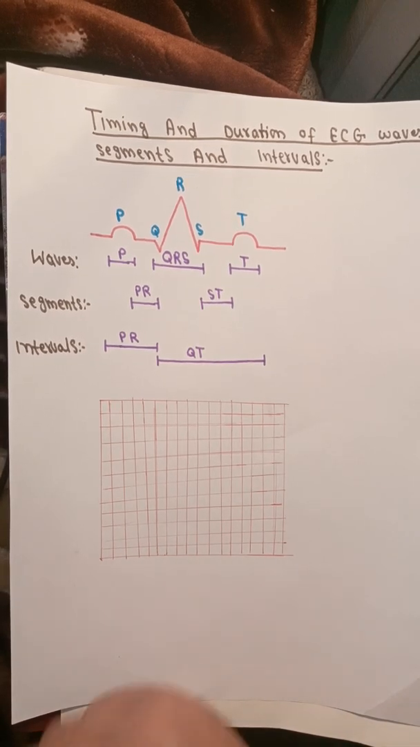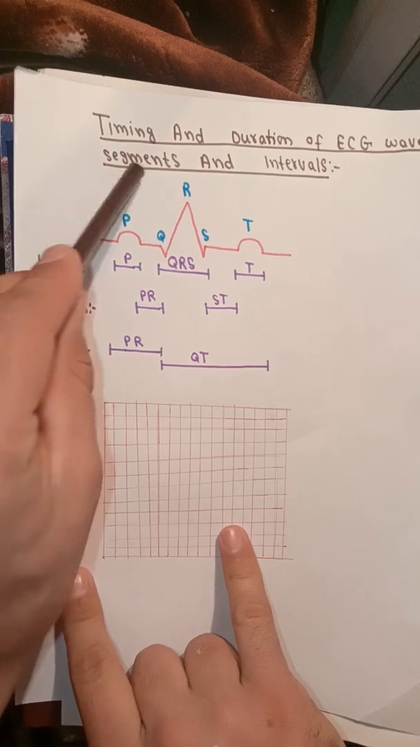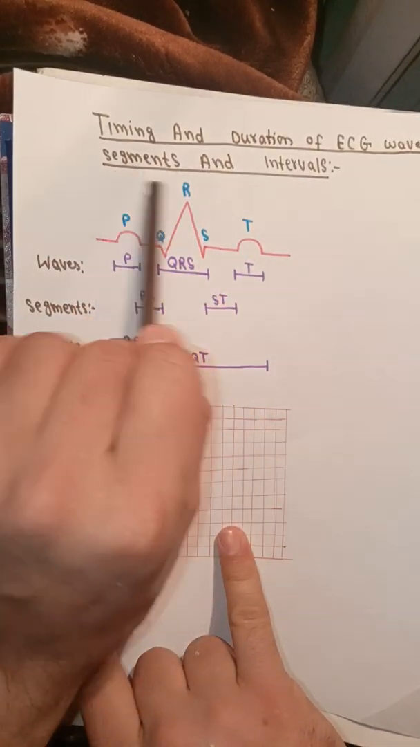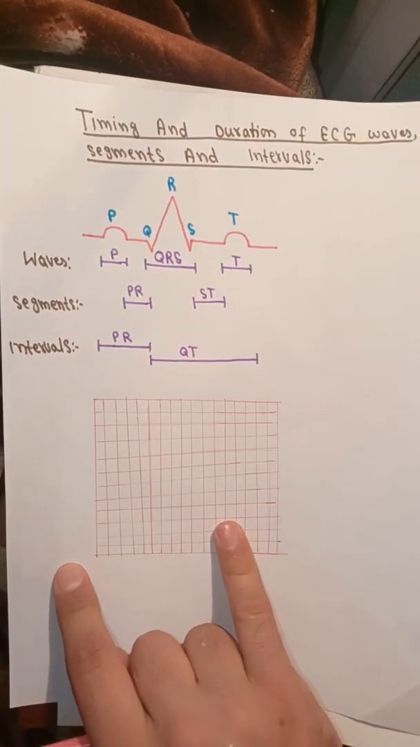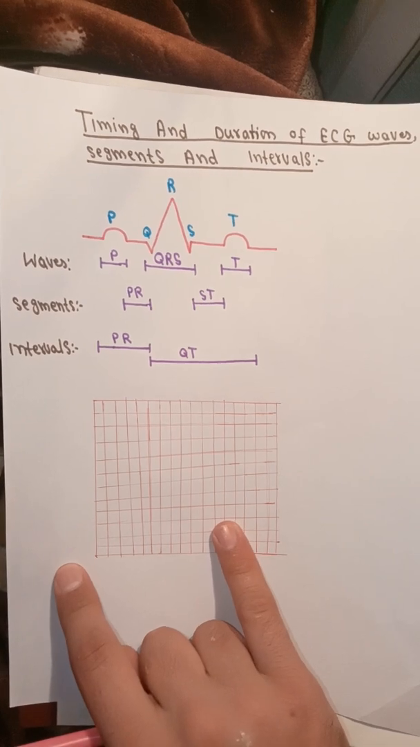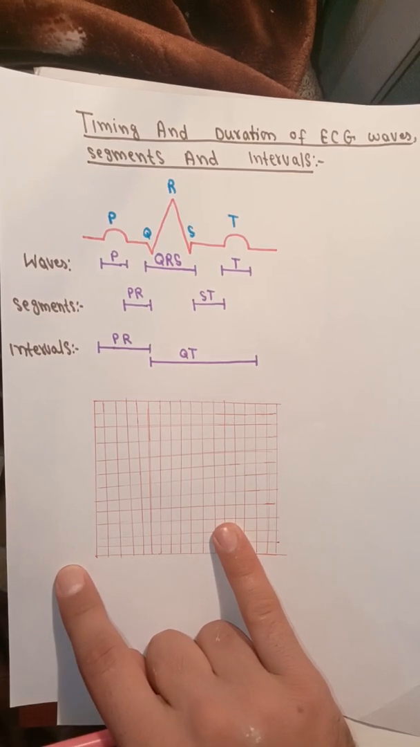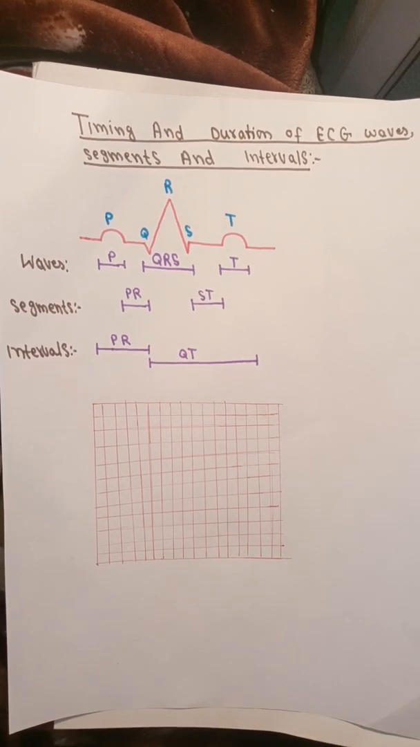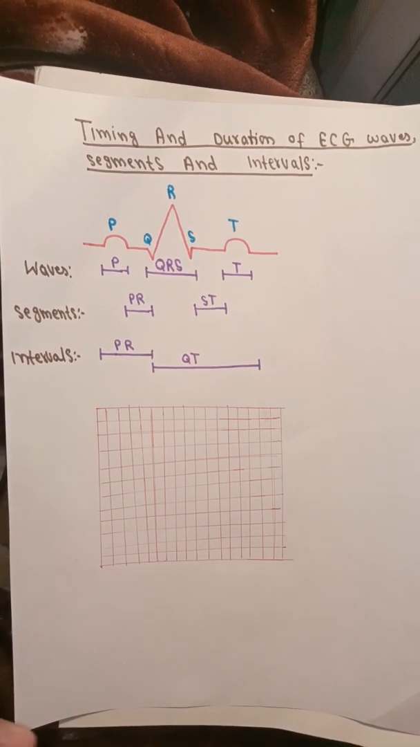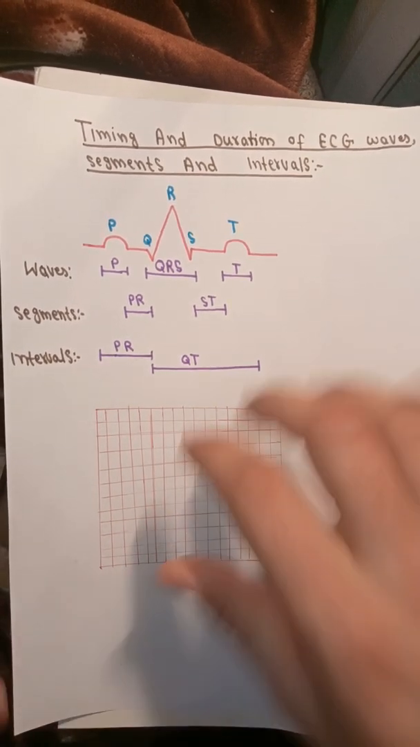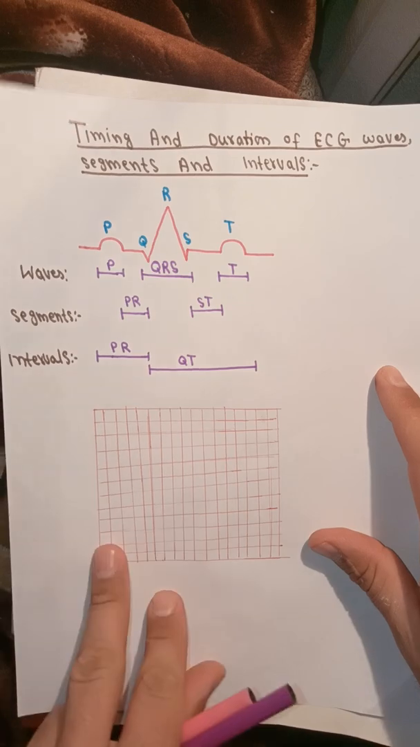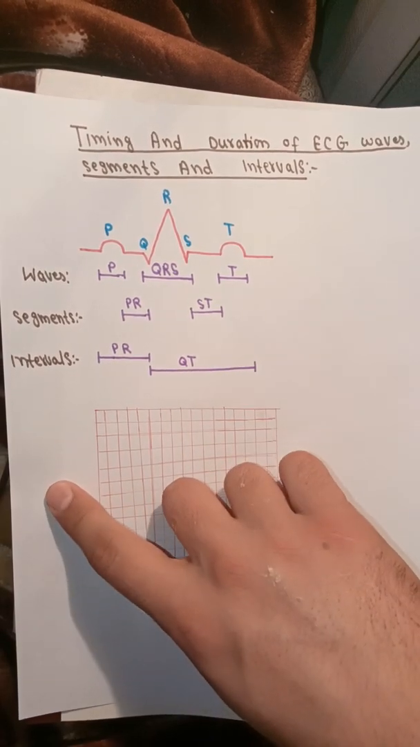Bismillahirrahmanirrahim. So, dear student, today we are going to talk about timing and duration of ECG wave segments and intervals. We have already discussed in previous chapters different types of waves that are produced in the heart and how they can be drawn on the ECG paper. Now, here is a quick view of the different waves.